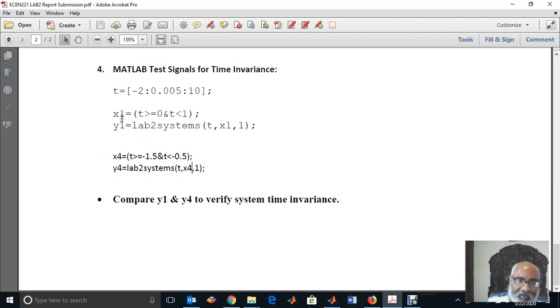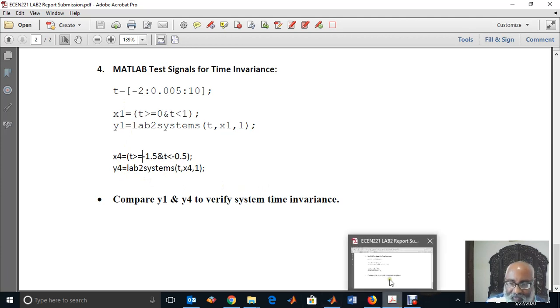Here I pass X1, the original X1, through the system. Here I pass the shifted signal, which is shifted by 1.5, through the system. That means the output Y4, when I compare it with Y1, should be shifted by 1.5 to the left. So Y4 is the same as Y1 shifted by 1.5 to the left. Otherwise, if that is not the case, then we say the system is not time invariant, or the system is time variant.